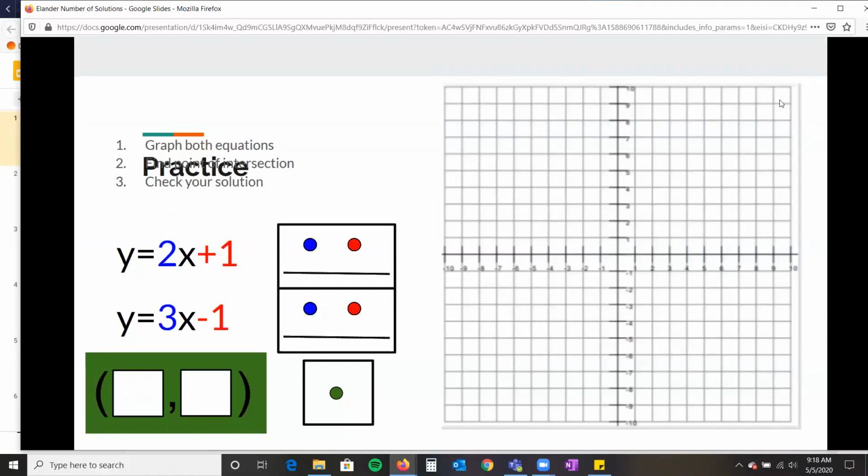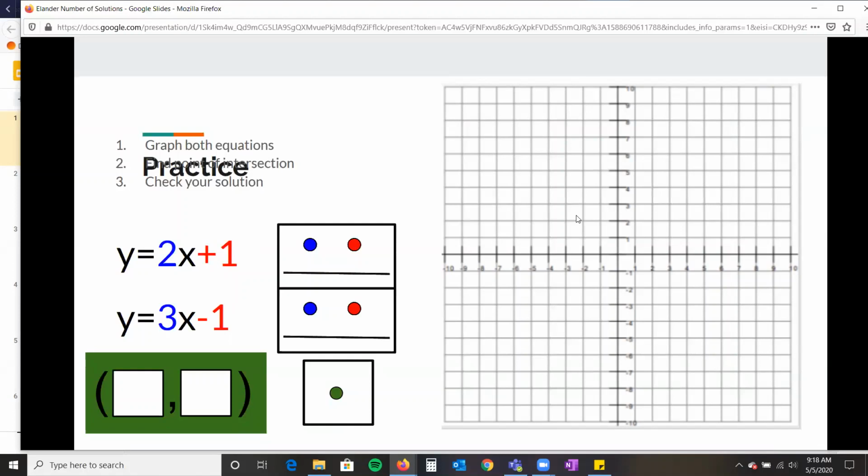Right now, I want us to go ahead and graph. My slide's a little messed up here. But I want you guys to go ahead and try and graph these two lines and tell me where the solution would be. Once you find your solution, I want you to put it in the chat. I'll tell you if you're right or wrong. And then I want you to go ahead and check your solution.